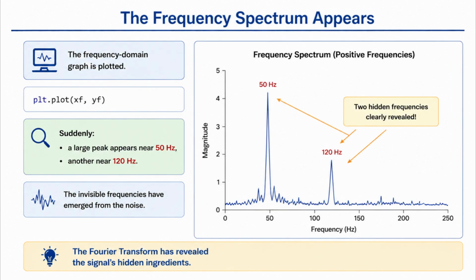The frequency domain graph is now displayed. Suddenly, strong peaks appear near 50 Hz and 120 Hz. The invisible oscillations hidden inside the noisy signal become visible. The Fourier transform has revealed the signal's hidden ingredients.